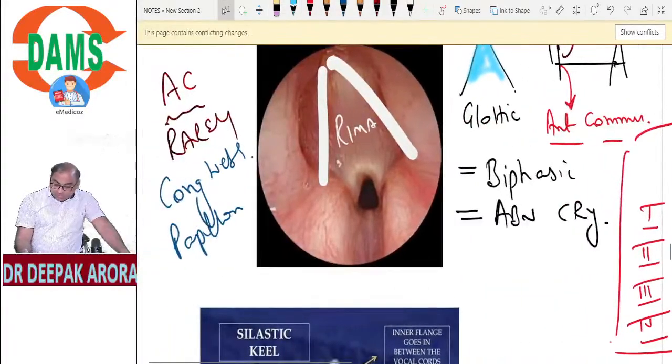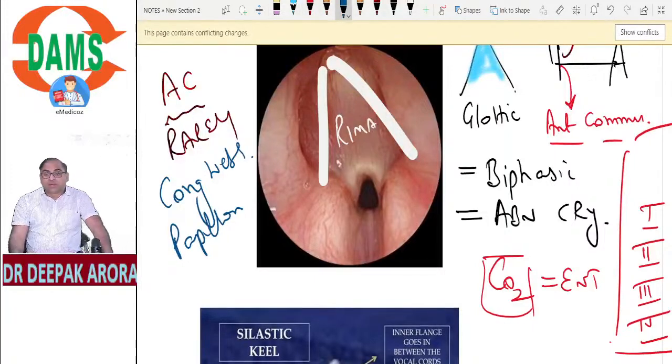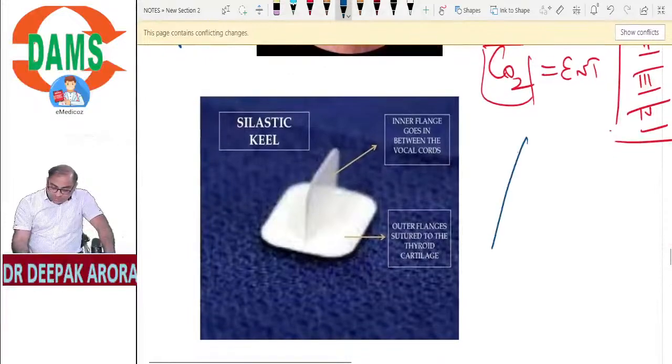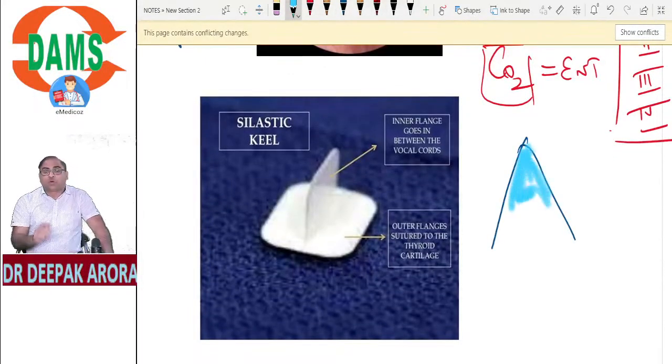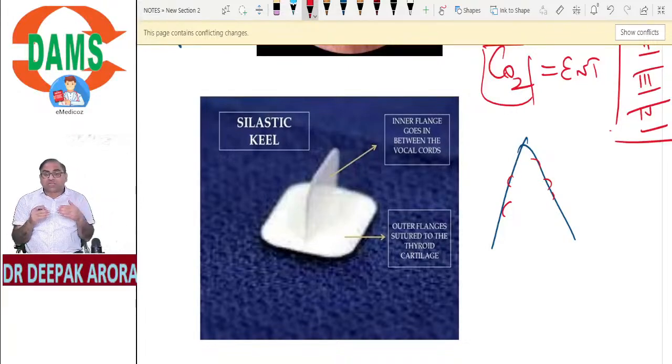Coming back, what is the treatment of choice? CO2 laser. Make a concept: in ENT, we prefer CO2 laser. Now I remove the fibrous band. This is my vocal cord, rima glottis. This is my fibrous band. Now when I remove the fibrous band, there are some raw areas, beta. These raw areas will again touch each other, will lead to fibrosis, adhesion.